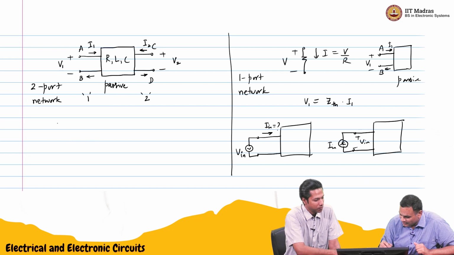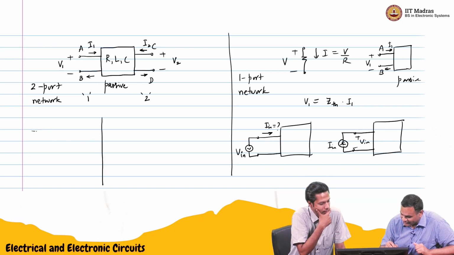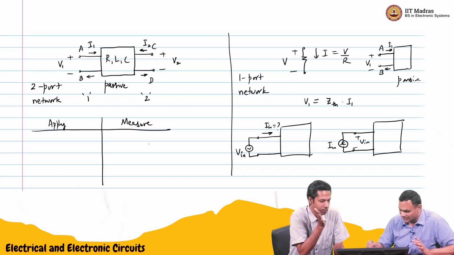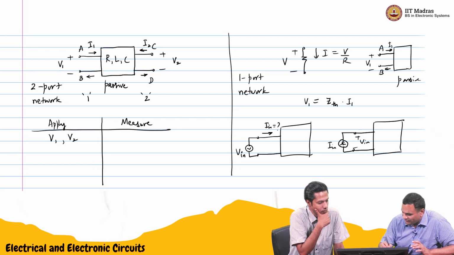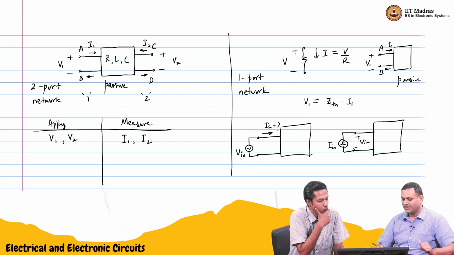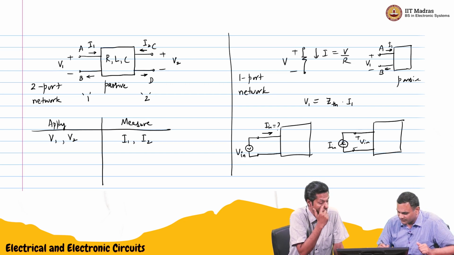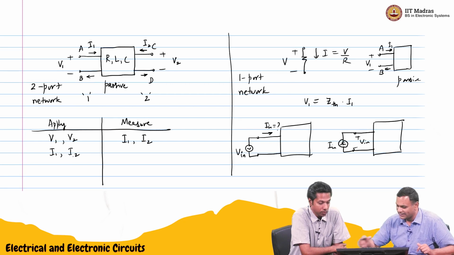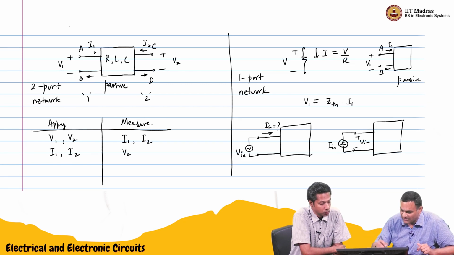So we'll create a table here. Apply, measure. The easiest thing: apply voltage, measure the current. So in this case, I need to apply V1 and V2 and measure I1 and I2. The next simpler one is I1. I can apply I1 and I2, that is corresponding to the second one, and I can measure V1 and V2.